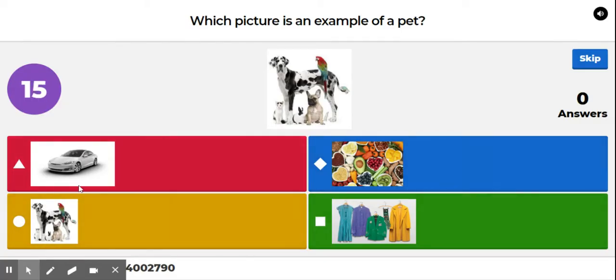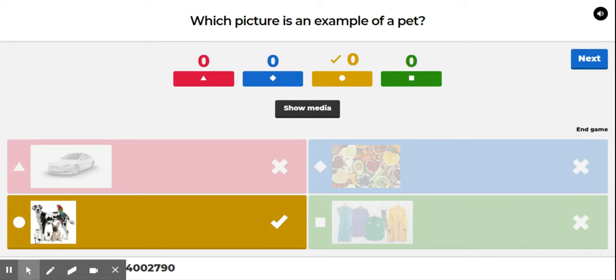The red car over here, or in the blue spot here with the food, the yellow spot here with the animals, or the green spot with the clothes? Which picture is an example of a pet? The yellow spot here, we see the cat, the dog, a bunny, and the bird. Those are all examples of pets, those animals there.